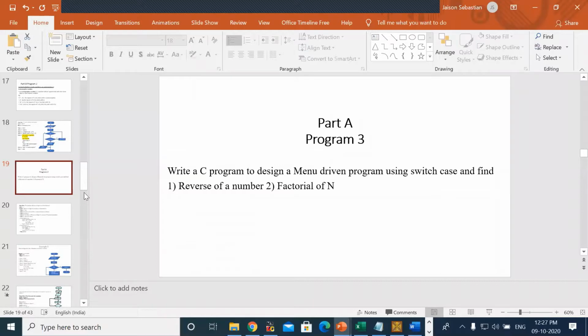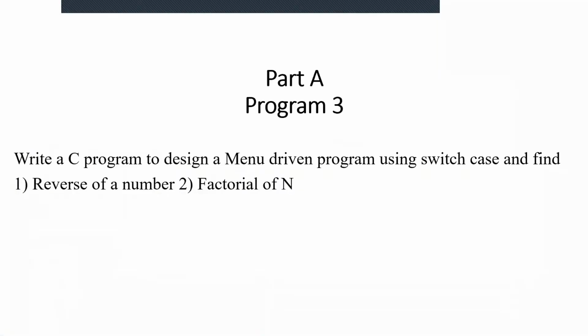So this will be part A, program number 3. Write a C program to design a menu-driven program using switch case and find the reverse of a number and factorial of a number. We have seen them as separate programs. We know how to find the reverse of a number. Most of you have executed and sent me the reverse of a number. And we have seen a small program like finding the factorial of a number. Both we have seen. Now they are asking us to make it a single program using menu driven.